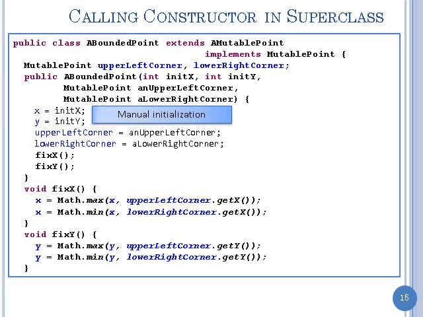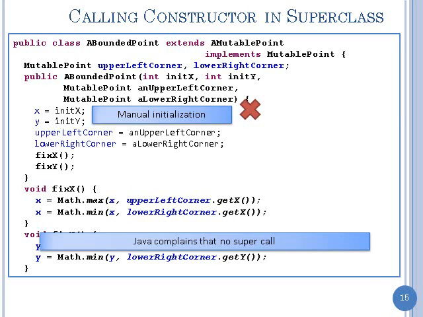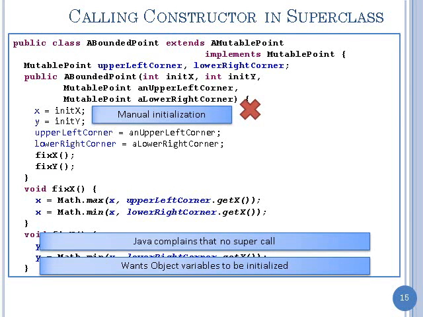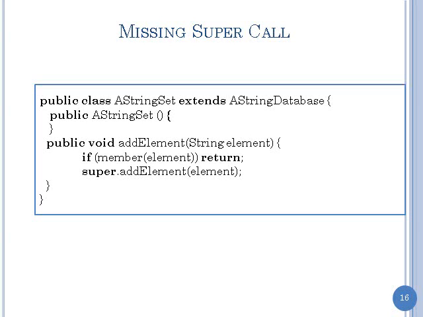Okay, so that's a very good question, and I think I'm answering it right in the next slide. So this is not right, because Java complains that no supercall, wants object variables to be initialized. And then the big question becomes, when we did so in this case, okay, so I'm going to get to your question in 2 stages, okay? First, I have a string set that extends string database, and Java allows this to happen. I can define a null constructor string set and not call super, and Java says fine.